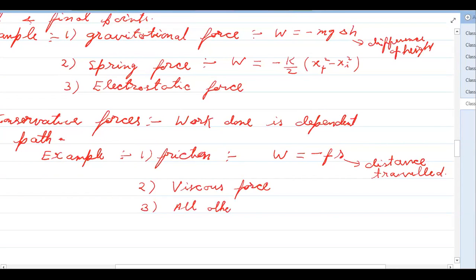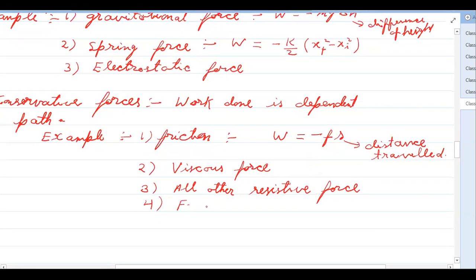Then one more force we have which is non-conservative in nature, that is the induced electric field. The force due to the induced electric field. That is something you will study in 12th standard, but for now I am just writing this. That is different from the electrostatic force. Okay, so these are the examples of non-conservative forces.